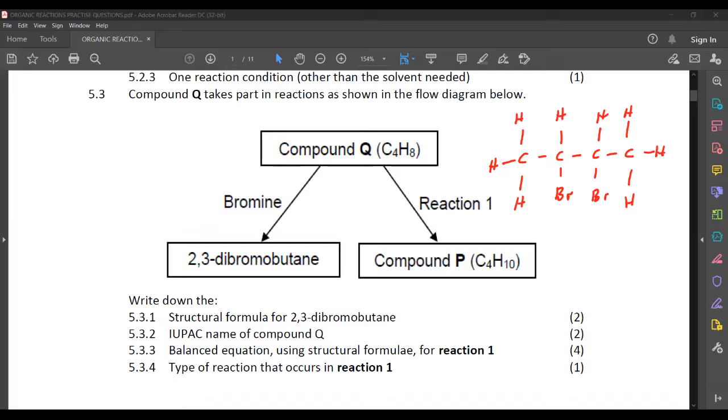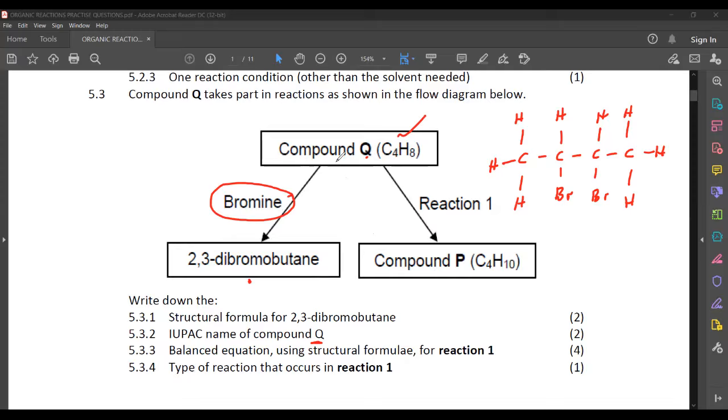5.3.2. I like 5.3.2. 5.3.2 says to me, give the IUPAC name of compound Q. Now, at first glance, you may think that compound Q is just butene. But maybe you're not specifically correct, especially now that we consider that you reacted compound Q with bromine, a halogen, and you formed 2,3 dibromobutane. So in this case, let's specify.